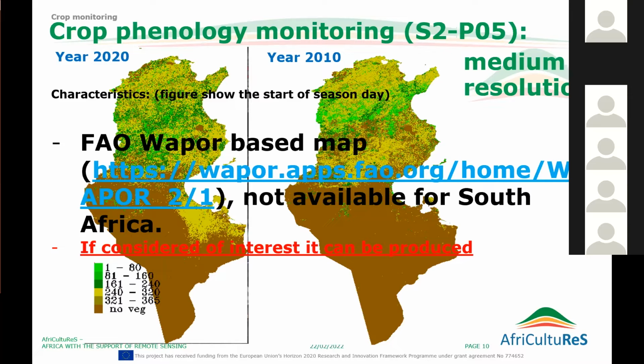Because we know how it is done, we are already doing this at high resolution using Sentinel-2, so we can do the same. But of course, if referring to the whole country, possibly we have to decrease the resolution from 10 meters to 60 meters or 100 meters, as is done also by WaPOR. I put this slide here just to say that if a similar product is of interest for South Africa, we can develop and produce it for you. Okay, thank you, Thomas.